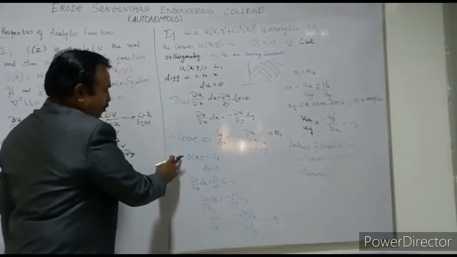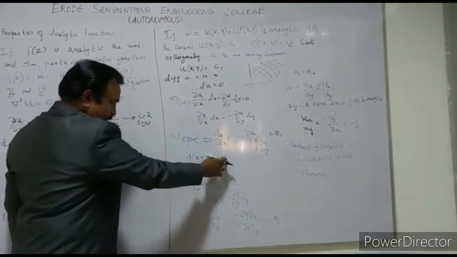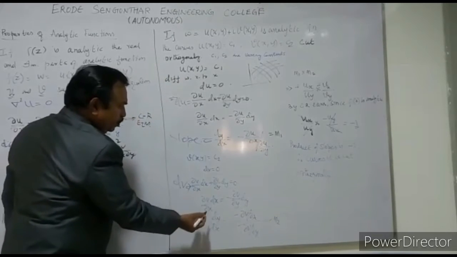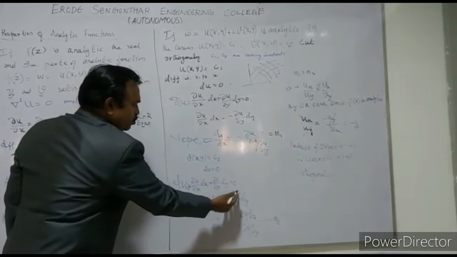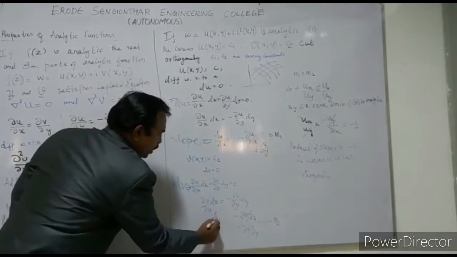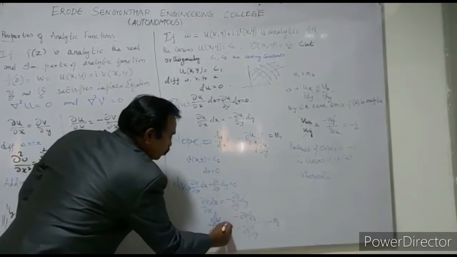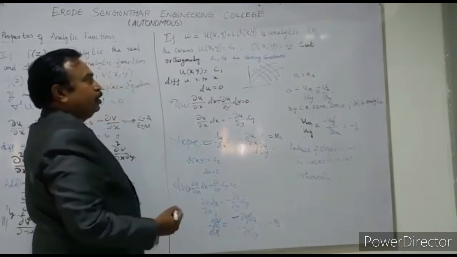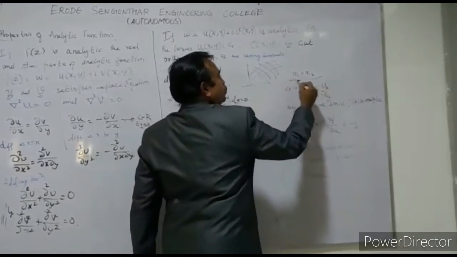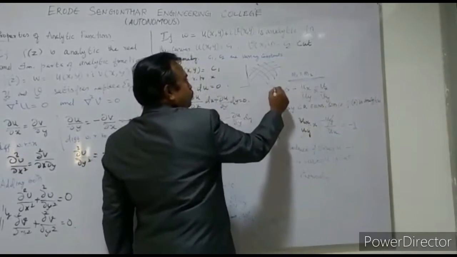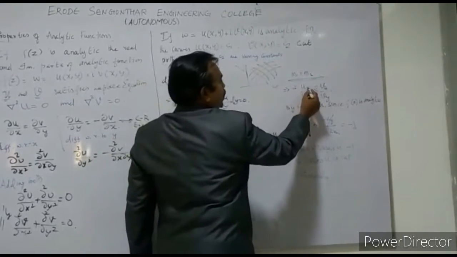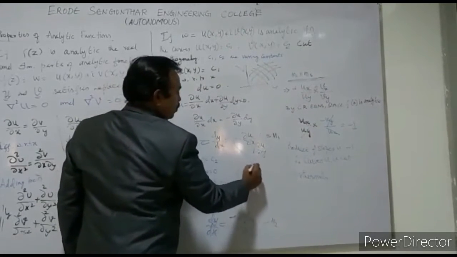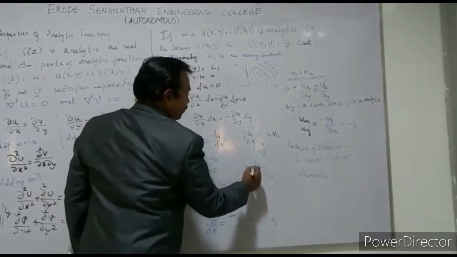Similarly, v of x comma y is equal to c2, dv is equal to 0. We differentiate, we find dv. So dou v by dou x into dx is equal to minus dou v by dou y dy, and dy by dx is equal to minus dou v by dou x divided by dou v by dou y. So we are finding the product of the slopes, right? So ux divided by uy, minus. Okay.